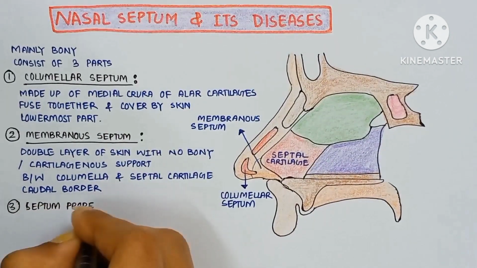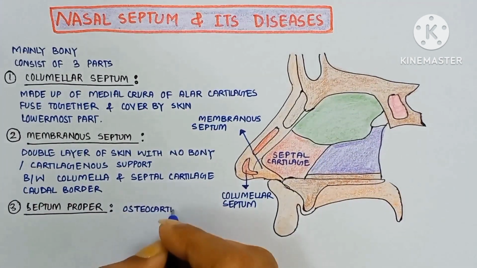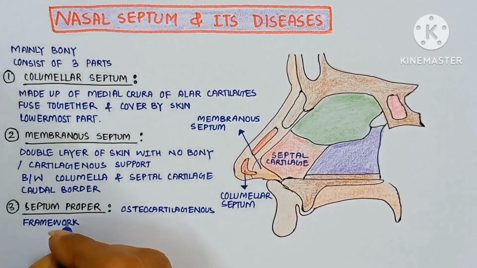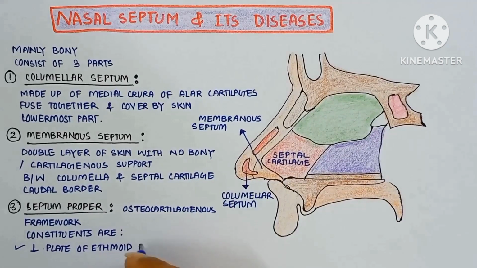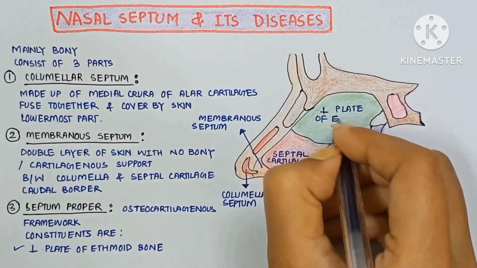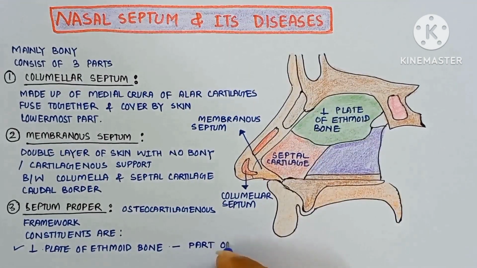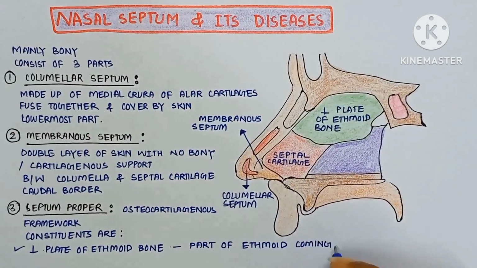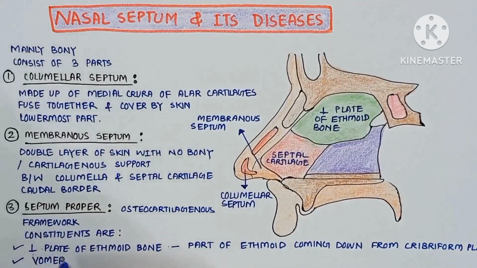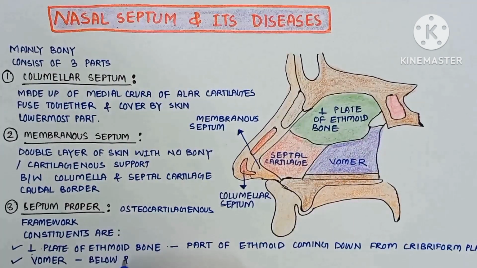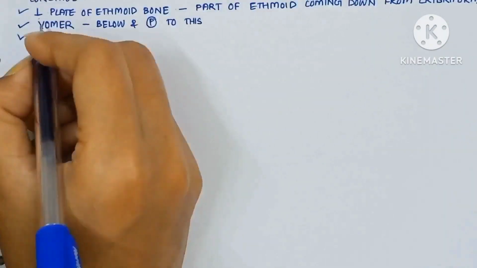The third is the septum proper, which is the osteocartilaginous framework. Its constituents are the perpendicular plate of the ethmoid bone. This is the perpendicular plate of the ethmoid bone, part of the ethmoid coming from the cribriform plate. The second is the vomer. It is the vomer below and posterior to this.